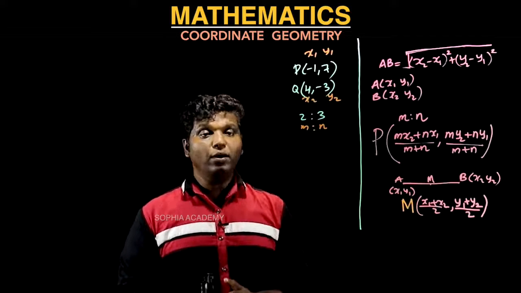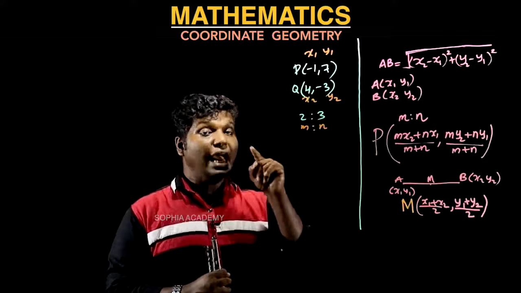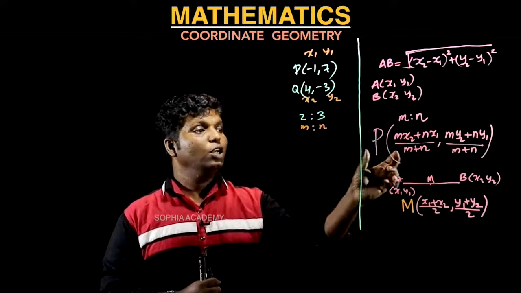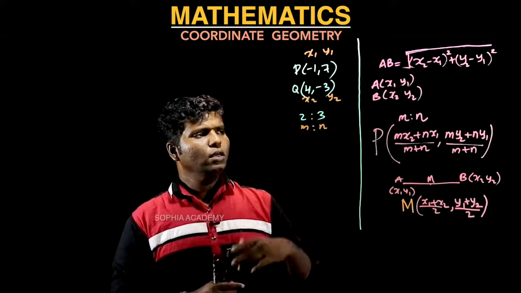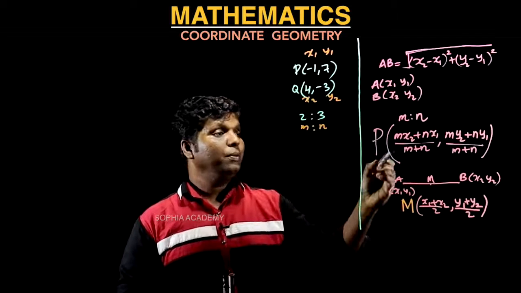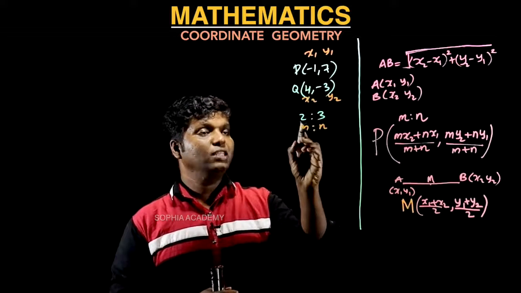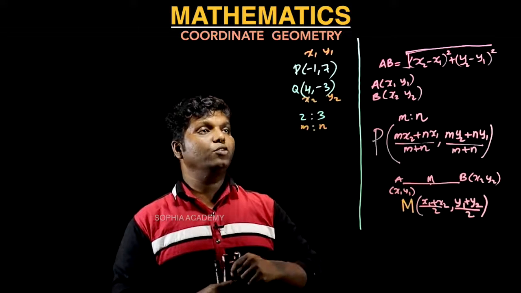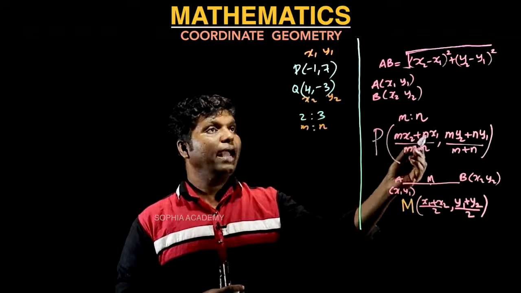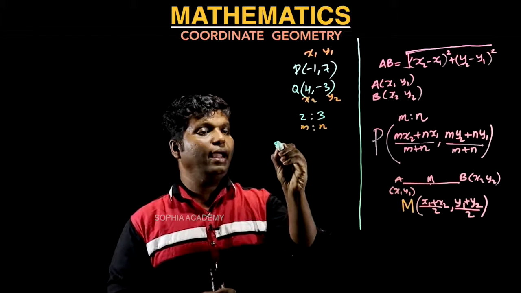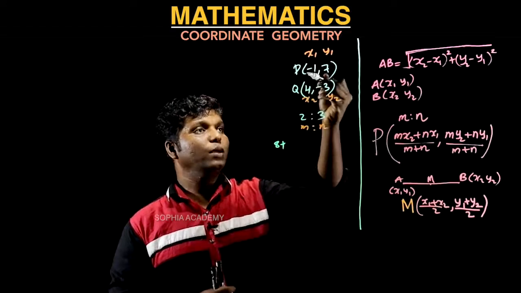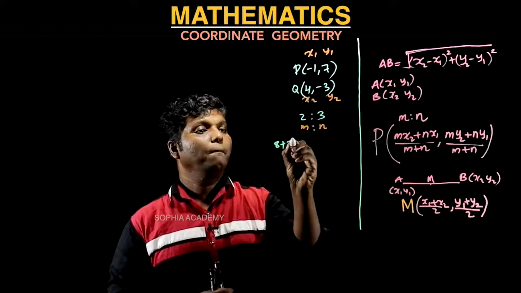Now what do you want to find? You want to find the point which divides this line segment in the ratio 2:3, meaning using the section formula. Without writing the formula, very fast, we are going to find the point. So tell me, m x2, what is your m? It is 2. 2 into x2, 2 into 4, 4 2s are 8. 8 plus n x1, n is 3, 3 into x1, 3 into minus 1, it is minus 3.